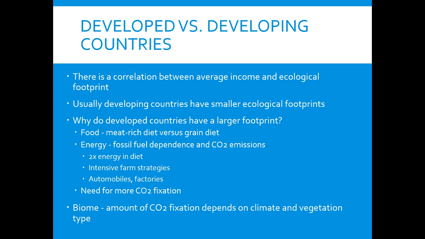Now, if we look at developed versus developing countries, this is really an important difference. There is a correlation between income and ecological footprint. Developing countries have smaller footprints. It's just a fact, looking at the numbers. So why do developed countries have a larger footprint? Well, food: we eat more meat. Energy: we have more of a fossil fuel dependence. We have 2 times the amount of energy in diet. We have intensive farm strategies and automobiles and factories.